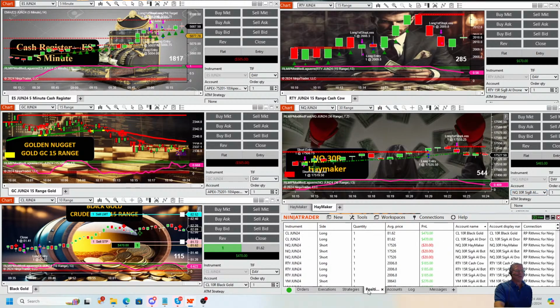Let's see what positions we have open. Still in that beautiful trade on crude. And the Russell is in a nice one. Dow.